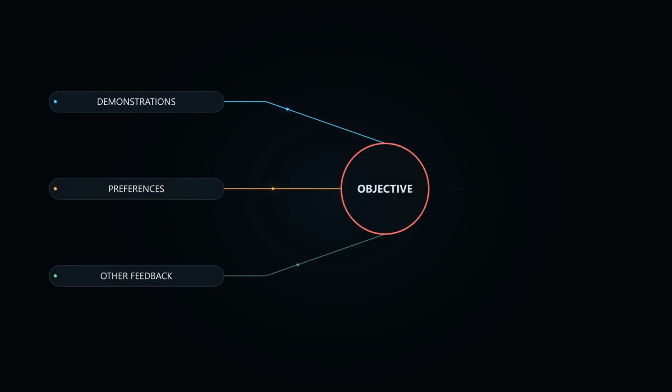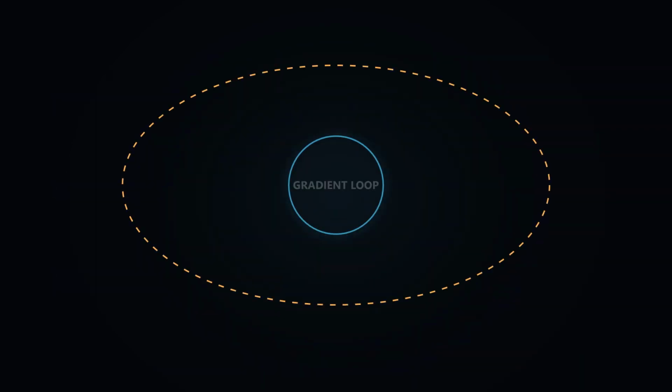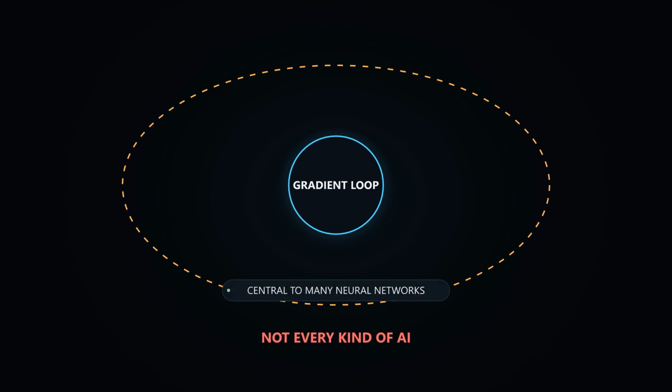Later training stages may use demonstrations, preferences, or other feedback. Their objectives differ, but many still rely on gradient-based correction to shape the model's behavior. None of this means every kind of AI learns identically. It means this loop is one of the central engines behind modern neural networks.